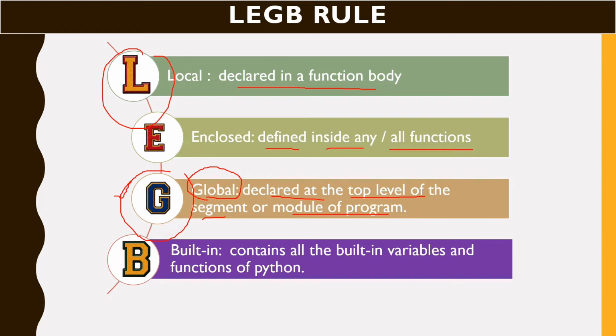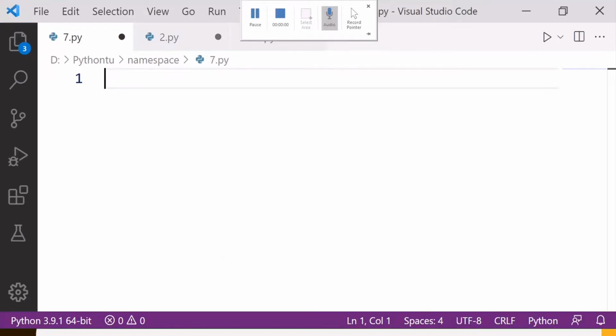Next is built-in. We also know about it. Built-in contains all the built-in variables and functions of Python, for example, pi, e. They are good examples in the Python language. Great, so let's see with the help of an example how to use the local and global LEGB rule practically.